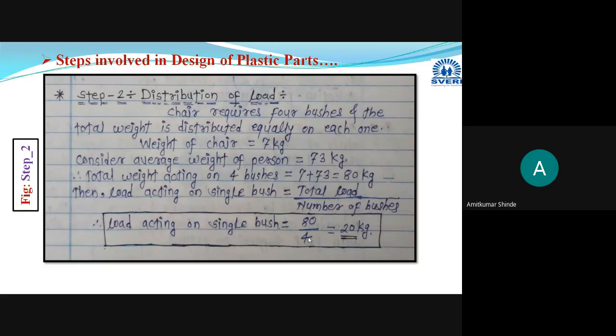Now in this step, as I have already explained, you have to calculate how much load will act on a single bush, as four legs are there. This chair has four legs. Then the total load will act on the four legs, and for each leg we are going to provide one bush, which means we are going to provide four bushes. Then the total load will act on those four bushes.